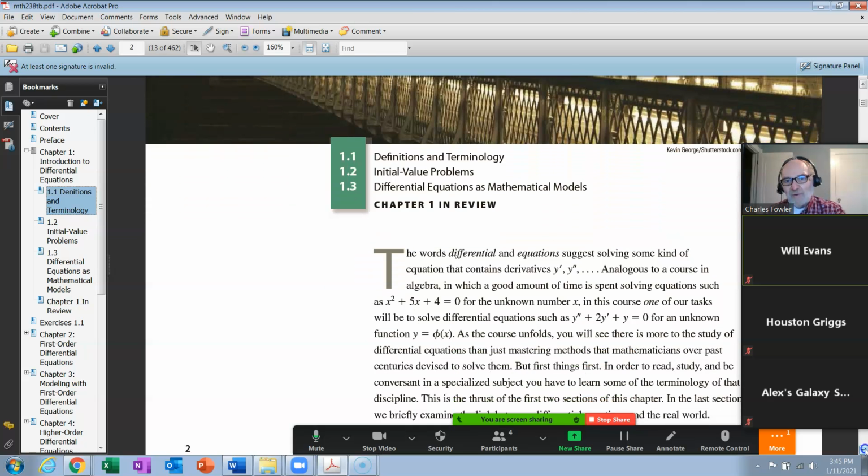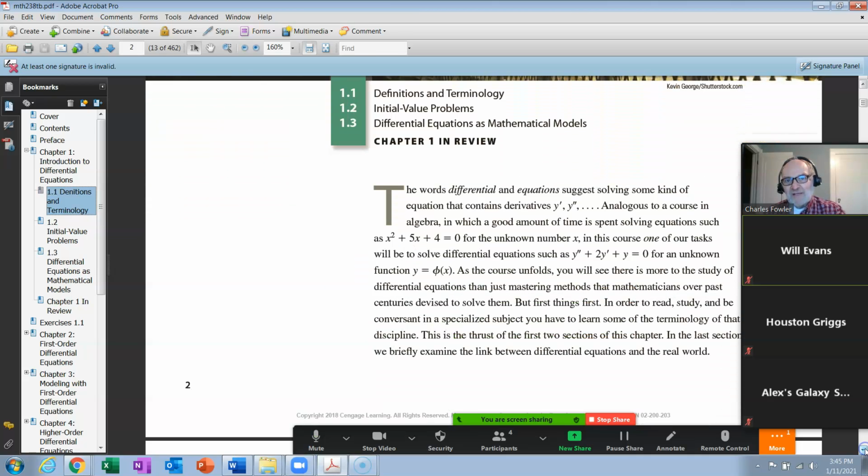In this section, 1.1 is definitions and terminology, initial value problems, and differential equations as mathematical models that you kept reading about. This is where they are. It talks a little bit here about how you write these things. That, of course, is the first derivative. That's the second derivative. And by the way, we're talking about ordinary differential equations, which are ordinary derivatives, not partial derivatives like some of you would have had in Cal 3.